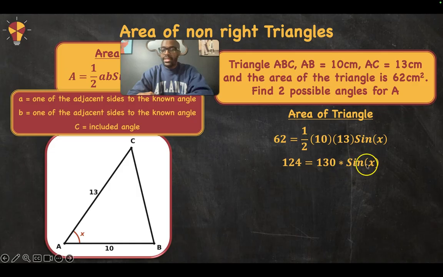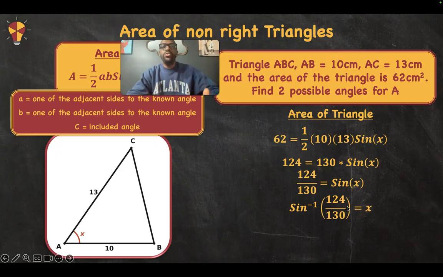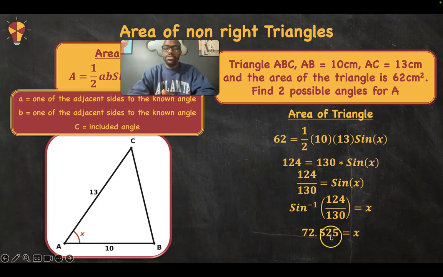Now we got to isolate the sine of x. So we divide by 130 and we get this. And then now in order to get x by itself, we got to do the inverse sine. But remember, when you do inverse sine, it's going to be two possible answers. So while I'll do inverse sine here, and I'll get 72.525, that's a possible x value for this angle. But because doing inverse sine gives more than one possibility, you got to take 180 minus that, and you would get 107.475. So these two are our two possible angles given the information above.